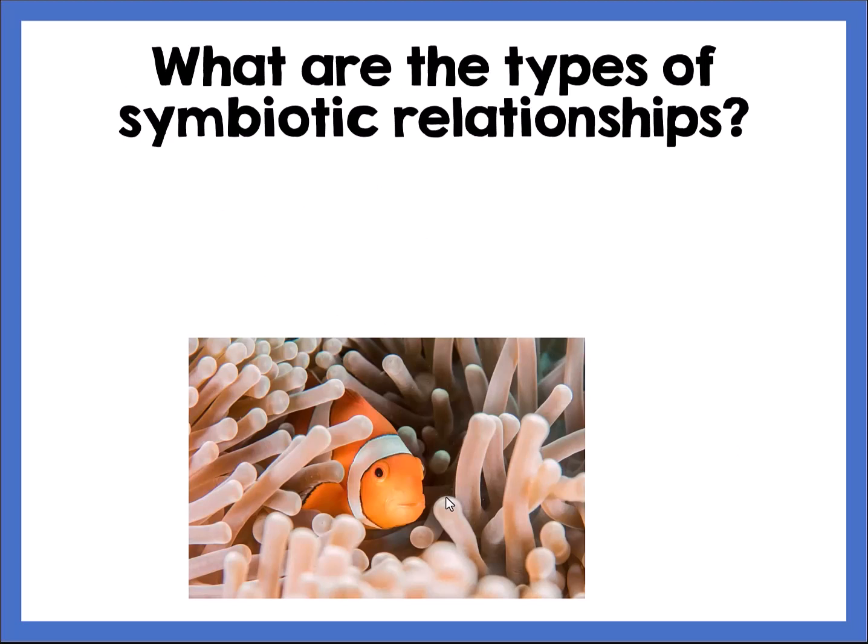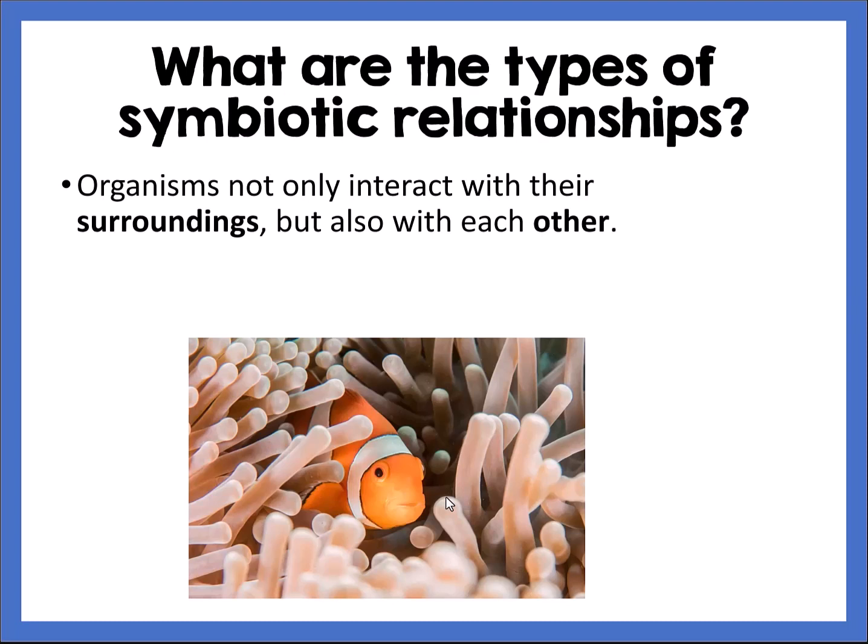What are the types of symbiotic relationships? These are special relationships between particular organisms. Organisms not only interact with their surroundings, but also with each other. Of course, you know this.